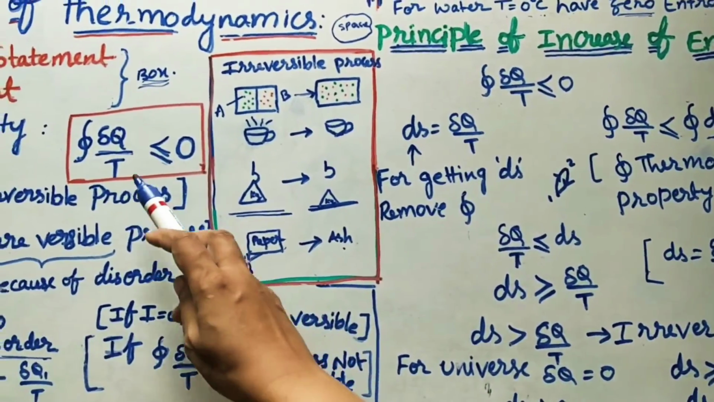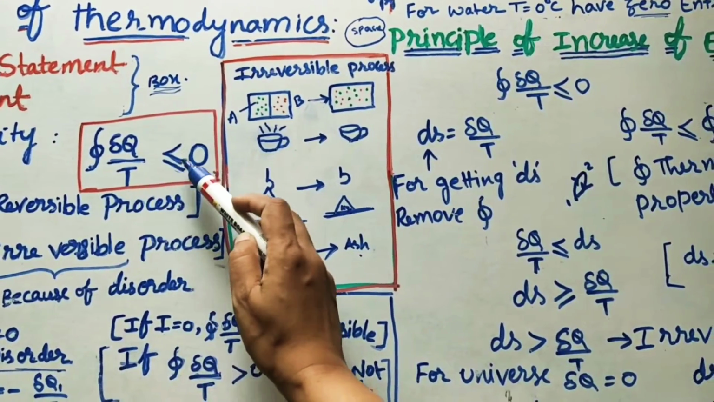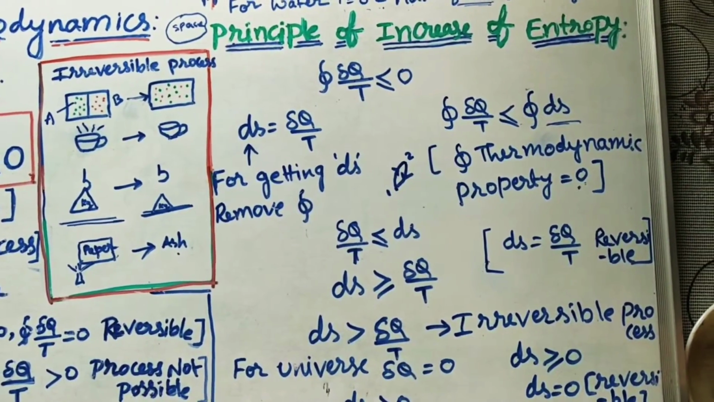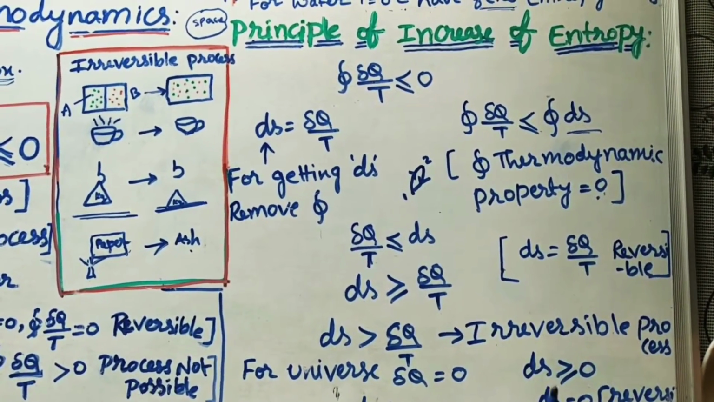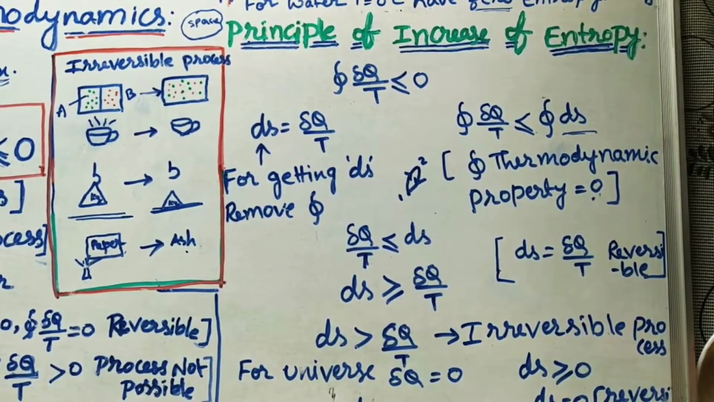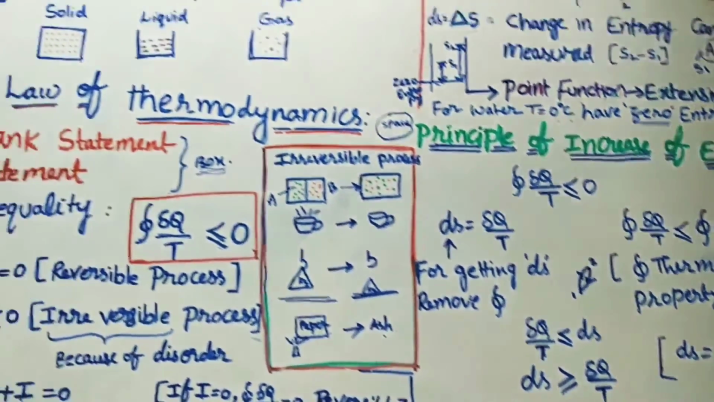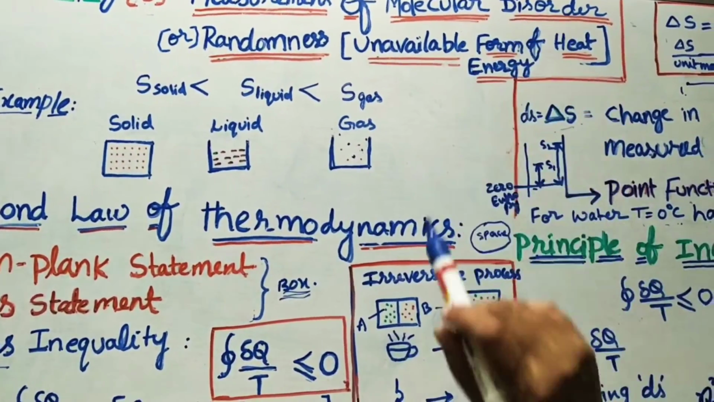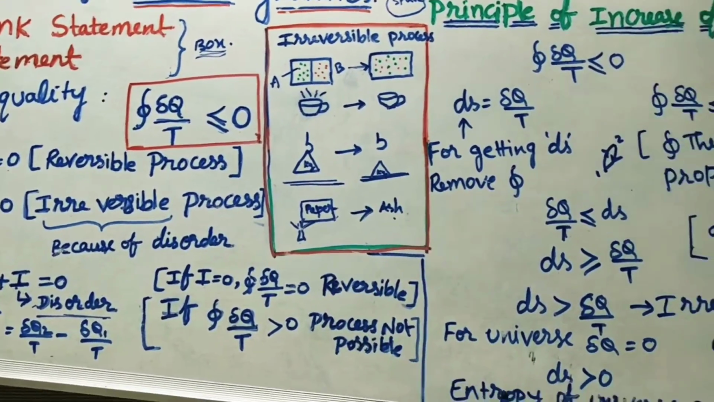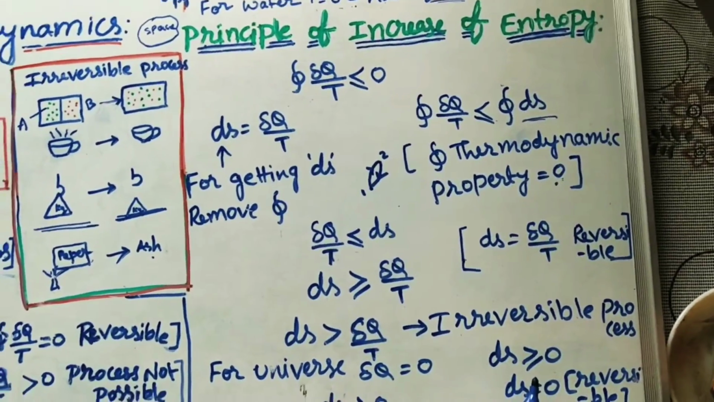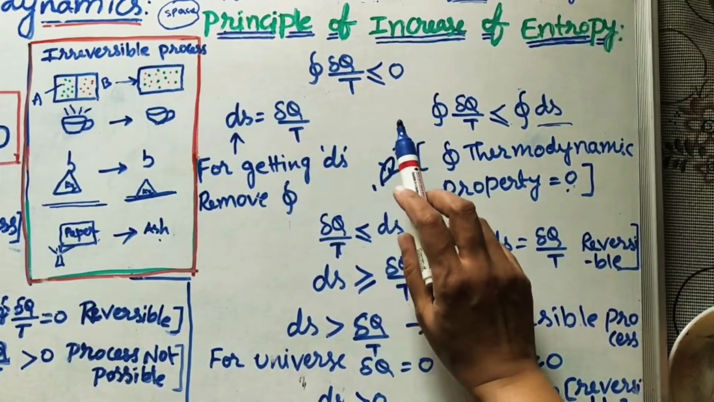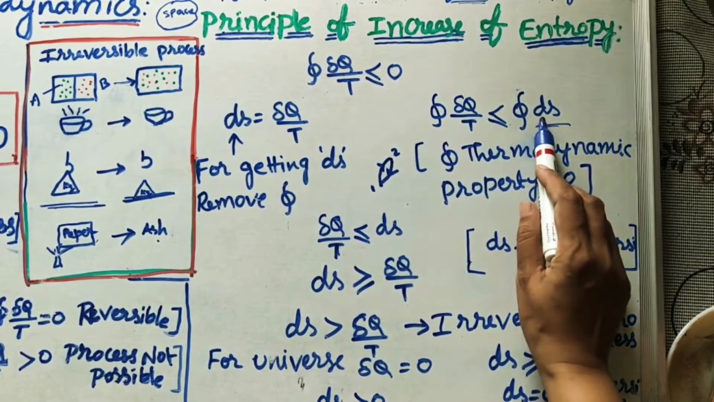As we know, the Clausius inequality is the circular integral of delta q by T less than or equal to 0. The same thing I am taking here. Irreversible processes, or disorder arrangement of molecules, involve entropy. Entropy is a measurement of molecular disorder. In irreversible processes there will be disorder, so that's why we have to take the entropy term here, ds, instead of 0.